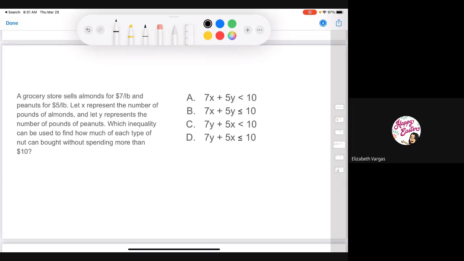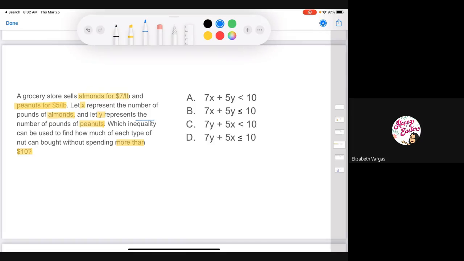Okay, so here's the next problem. In this problem, we're actually going to go ahead and create a two-variable inequality. So let's look at the word problem. This one says, a grocery store sells almonds for $7 a pound and peanuts for $5 a pound. Let X represent the number of almonds and Y represent the number of peanuts. Which inequality can be used to find how many of each nut can be bought without spending more than $10? So we want to not spend more than $10.